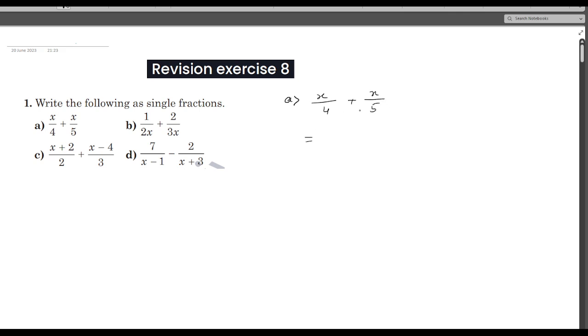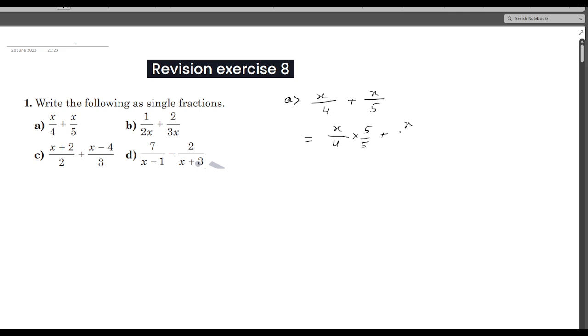Now if your denominators are different, then you have to make the denominator the same. For that, you can find the LCM of the denominators. So the LCM of 4 and 5 is 20. So let us make the denominator 20. So x divided by 4, if I multiply by 5, the denominator becomes 20.